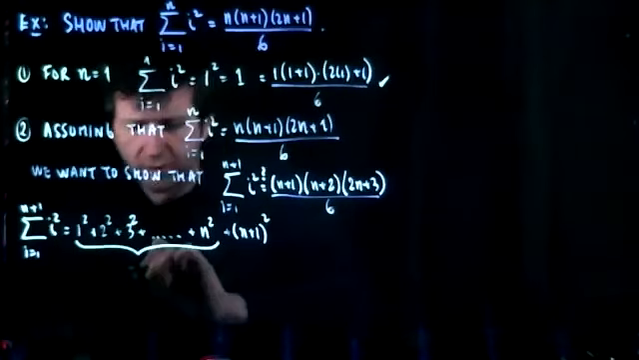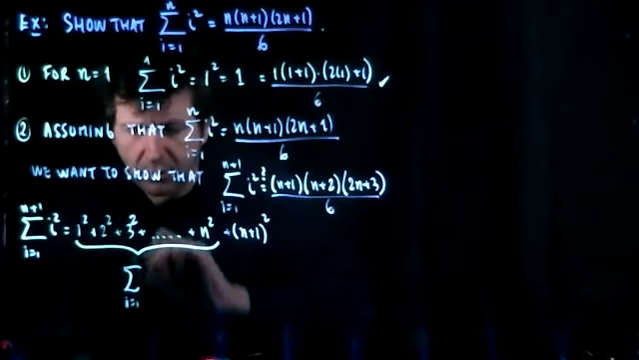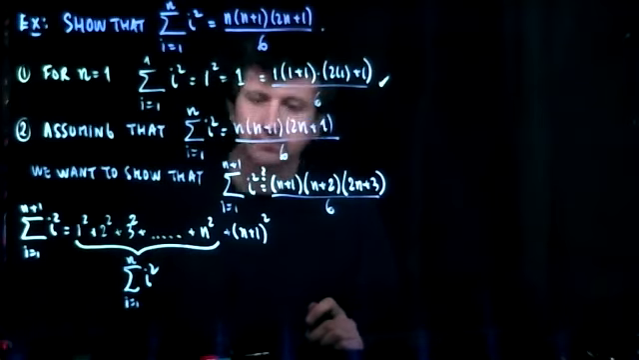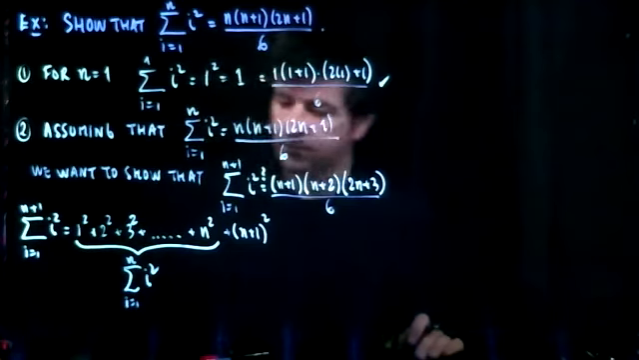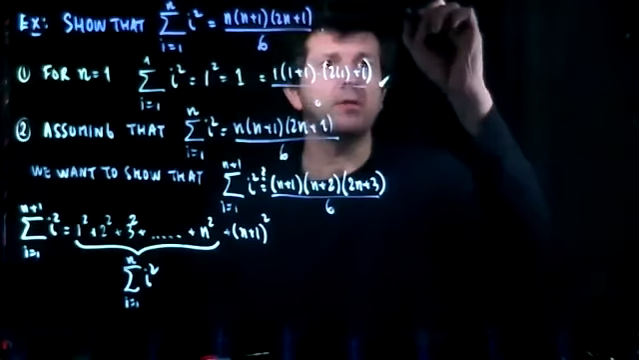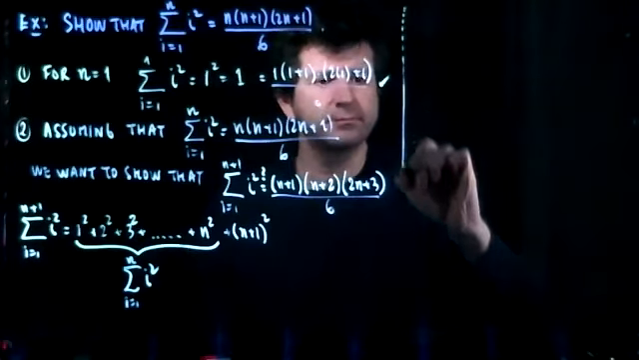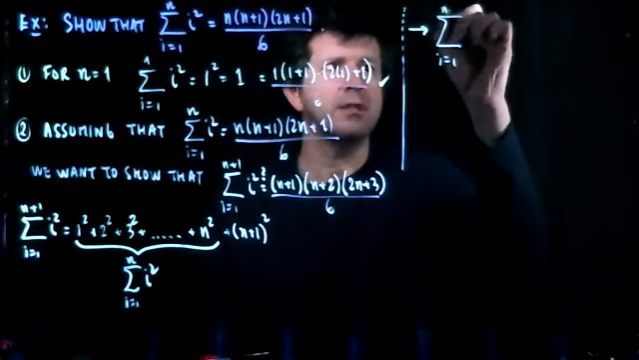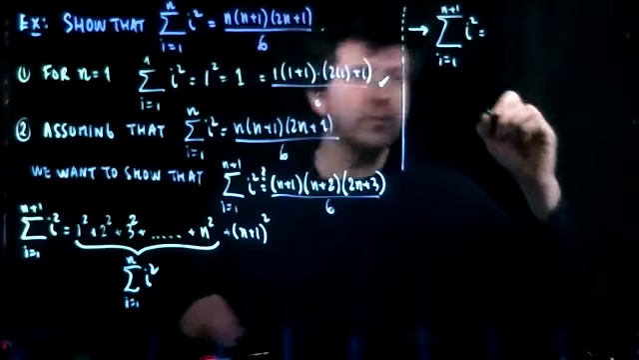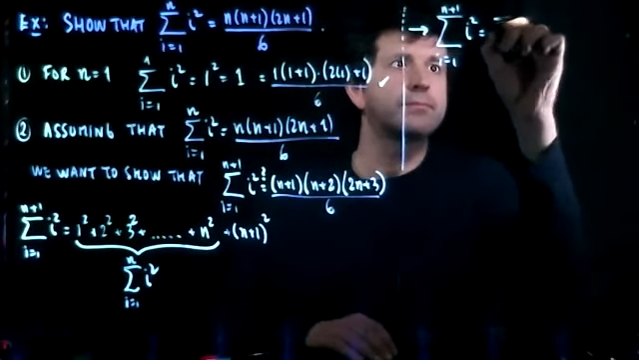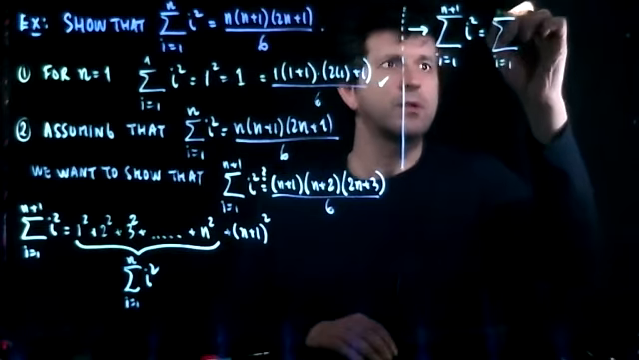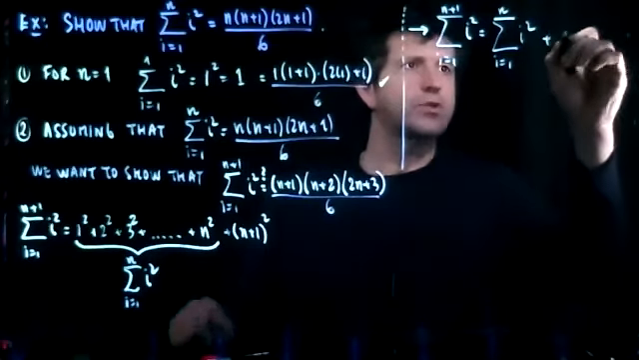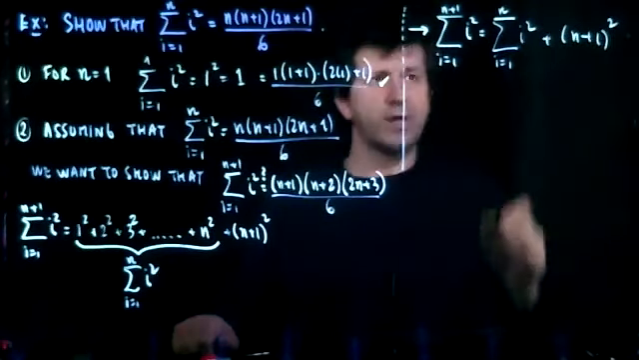Now here, this is equal to the sum i equals 1 until n of i squared, right? I'm going until n. So I'll continue up here now. Therefore, the sum i equals 1 until n plus 1 of i squared is equal to the sum i equals 1 until n of i squared, right here, plus this term, which is n plus 1 squared. That's what I have.